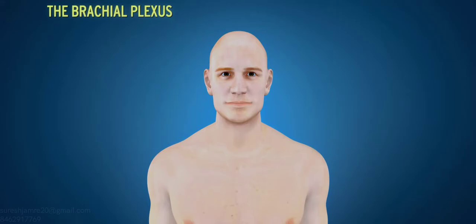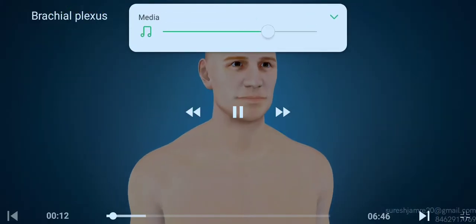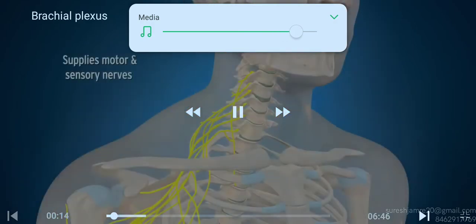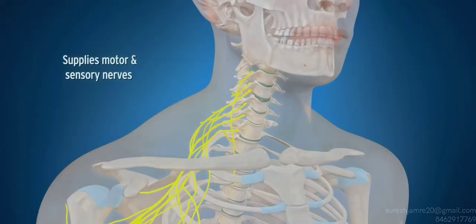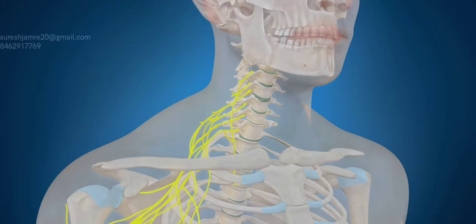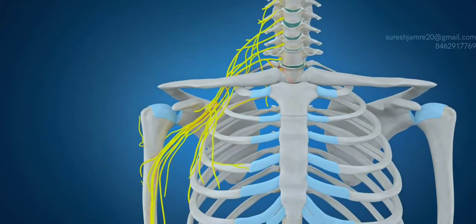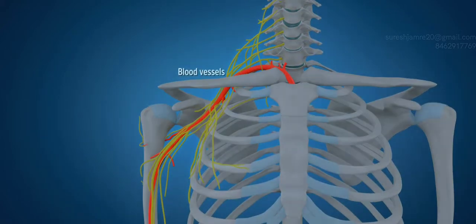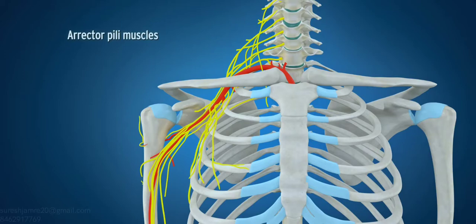The brachial plexus is a plexus of spinal nerves that supplies motor and sensory nerves to the entire upper limb. It also supplies a few muscles present in the trunk region. In addition to the muscles, through its connections with the sympathetic ganglia, the brachial plexus supplies the sweat glands, the blood vessels, and the erector pili muscles of the skin.